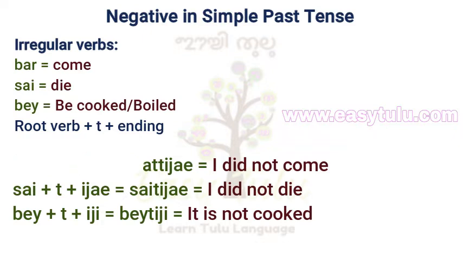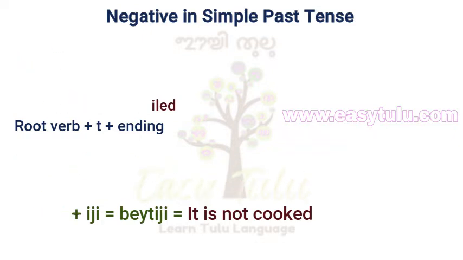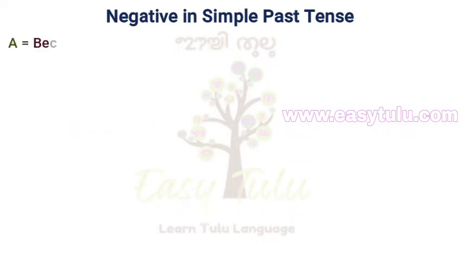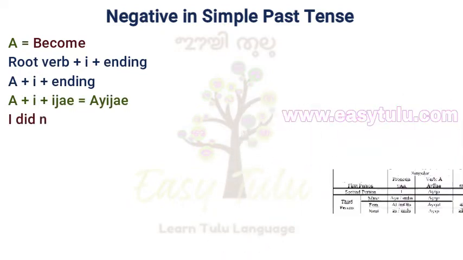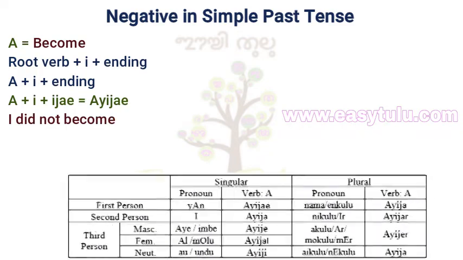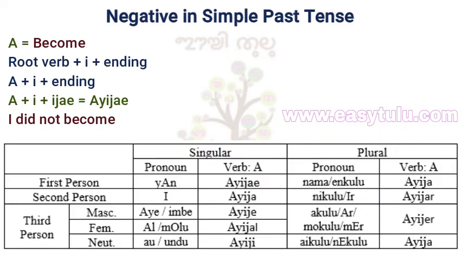Okay, let us conjugate two more verbs, a and uppu. A means become. Root verb plus e plus negative personal ending. A plus e plus negative personal ending. Negative personal ending for yana is ija. A plus e plus ija. A ija. I did not become. Yana a ija. I did not become. E a ija. You did not become.